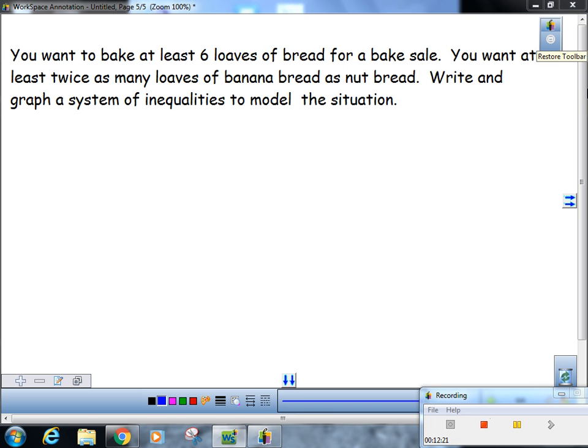All right. You want to bake at least 6 loaves of bread for the bake sale. You want at least twice as many loaves of banana bread as nut bread. Okay, so let's go banana equals X, nut equals Y. We have to start out with that because we're graphing these on the XY plane. So we have to figure out what's X and what's Y. Just so you know, you could have switched those and you wouldn't be wrong because they didn't tell us.